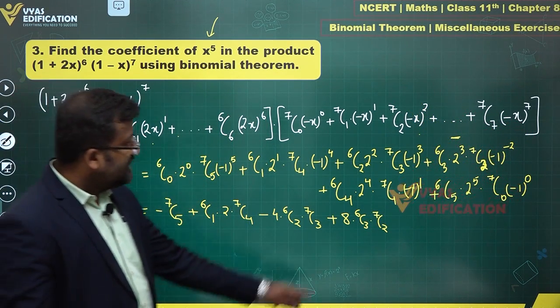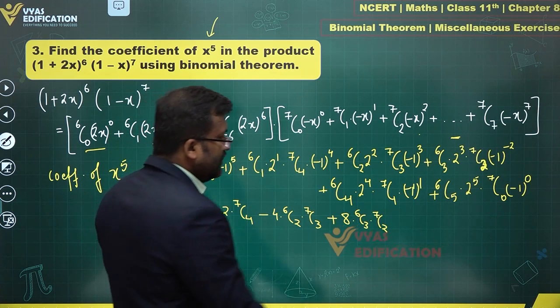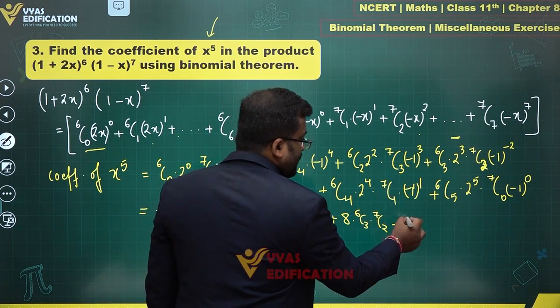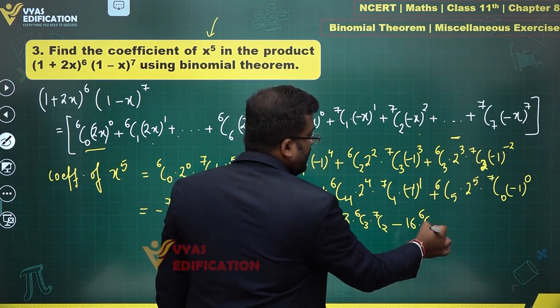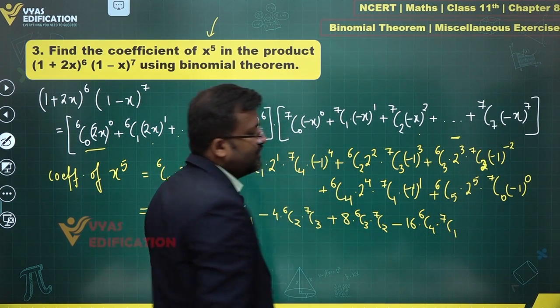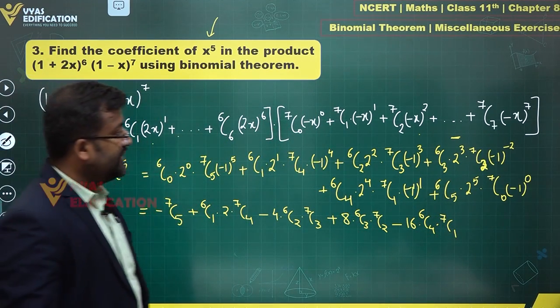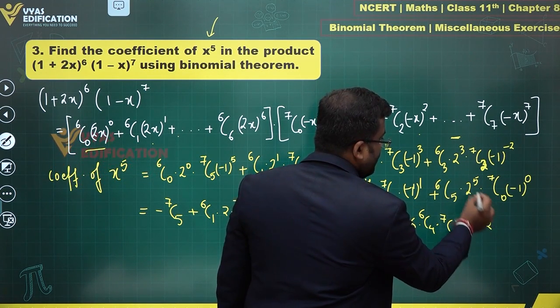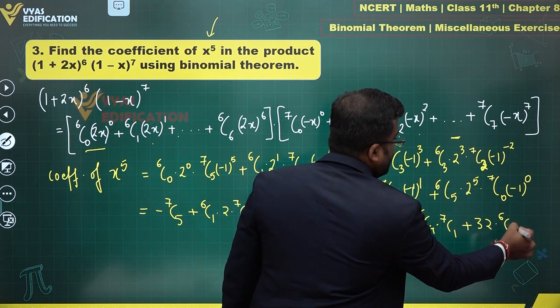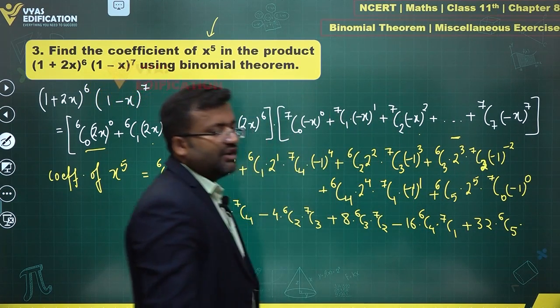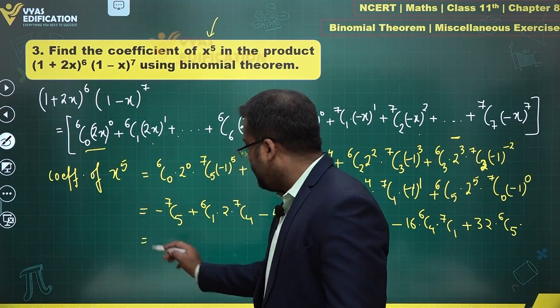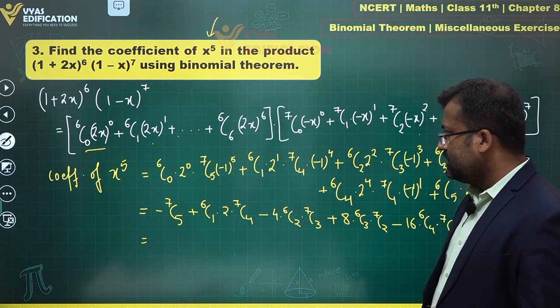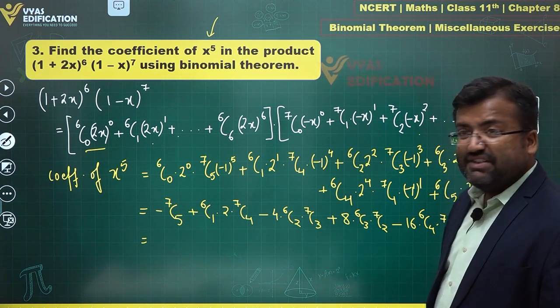Next term over here is a minus. So this will be minus 2 power 4 is 16 times 6C4 times 7C1 is what I get. Yes, I'm writing that expression. And this will be plus 32. 2 power 5 is 32 times 6C5 times 7C0, which is 1. You're not supposed to worry about that. Equal to, now this is minus 7C5.